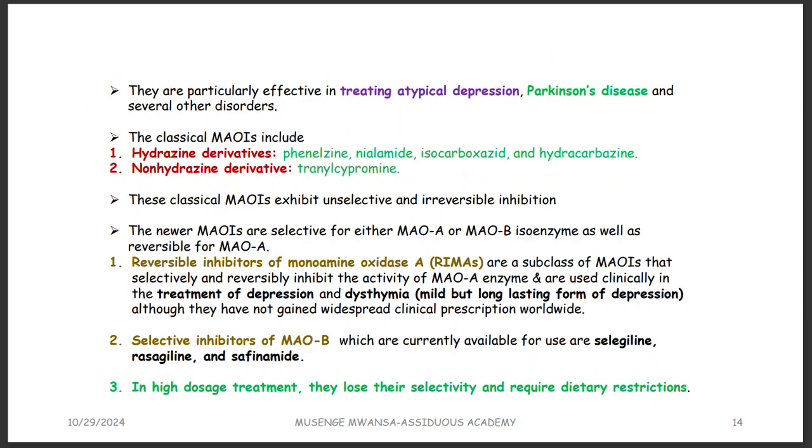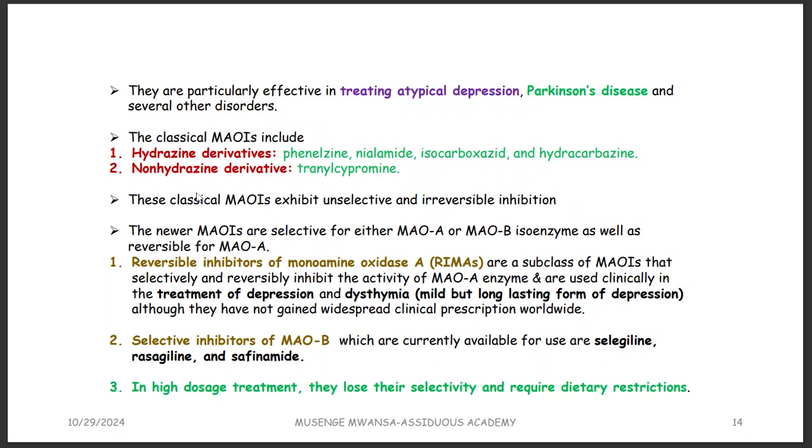So the classification of these MAO inhibitors, you can classify them. You have got those which are non-selective. They can inhibit both MAO A and MAO B. You can classify them as hydrazine derivatives and non-hydrazines. The hydrazines, you have got phenelzine. You can see the end in zine. Phenelzine, hydrocarbazine. You also have the nialamide and isocarboxazid. And then for the non-hydrazine, you only have one, tranylcypromine. Please don't forget, especially the phenelzine, don't forget these guys, they end in zines. Hydrocarbazine, this one is also coming. I don't know if that question you mentioned was in the exam or it was the test to say give the mechanism of action.